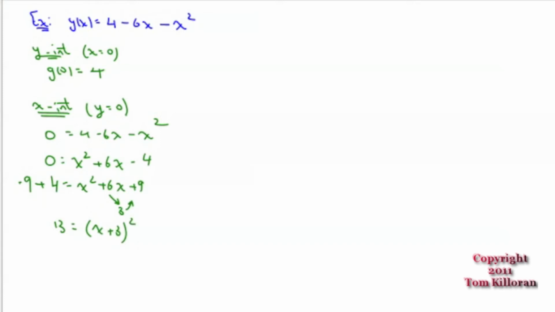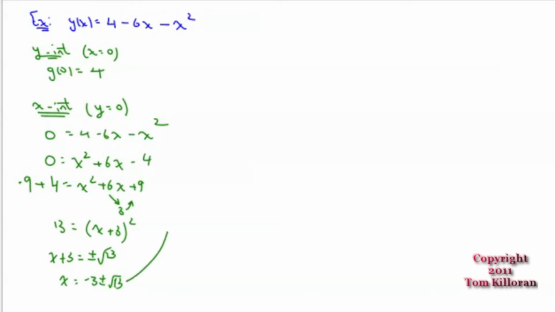Square root. So we get x plus 3 is equal to plus or minus the square root of 13, and then move the 3 over. So you get x equals negative 3 plus or minus the square root of 13. Much quicker than the quadratic formula. Yep, a lot less calculations too.